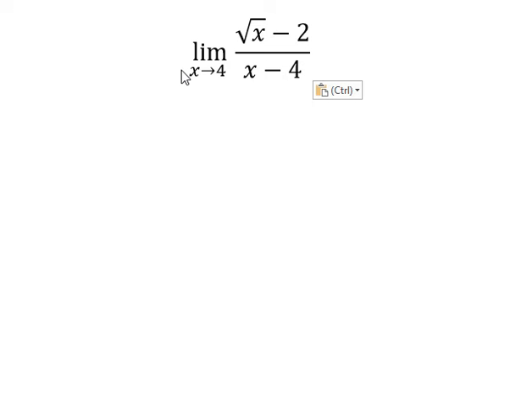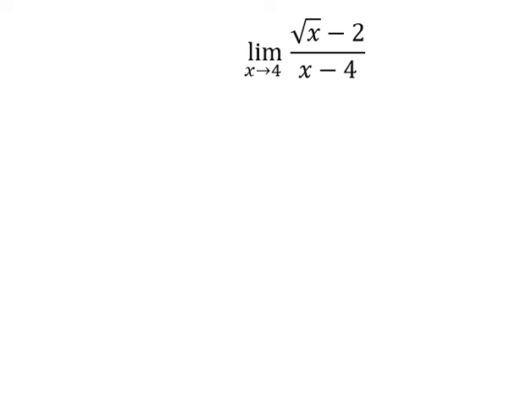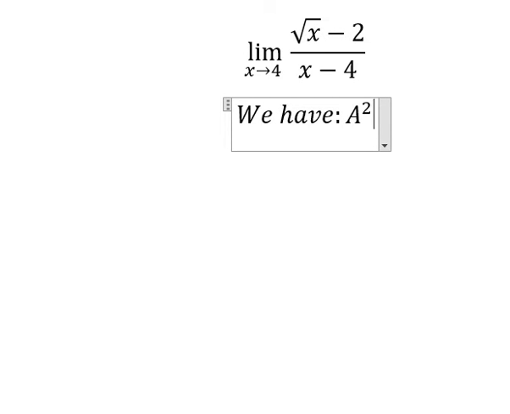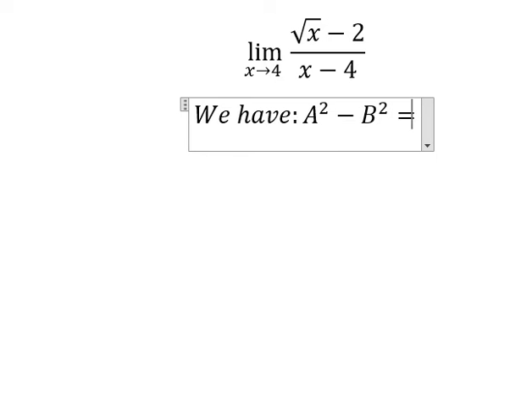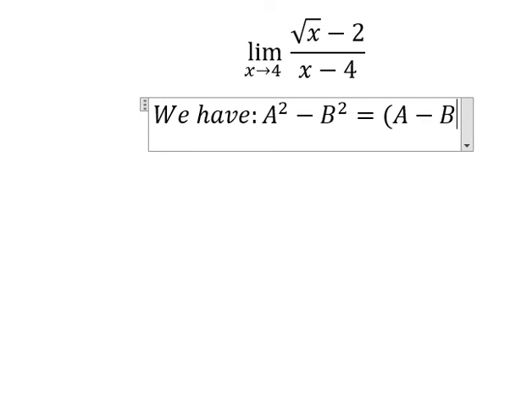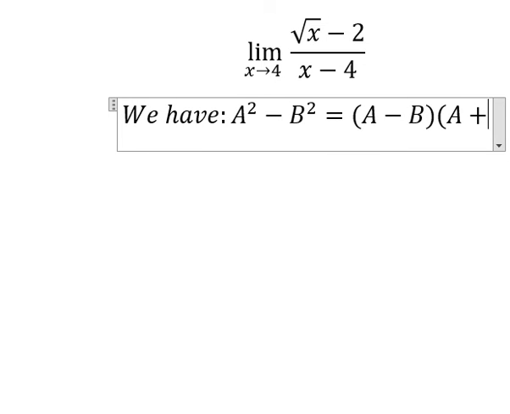The topic today is about limit. So now I will show you how to answer. We have the formula in here. That is about a square minus b square equals to a minus b multiplied by a plus b.